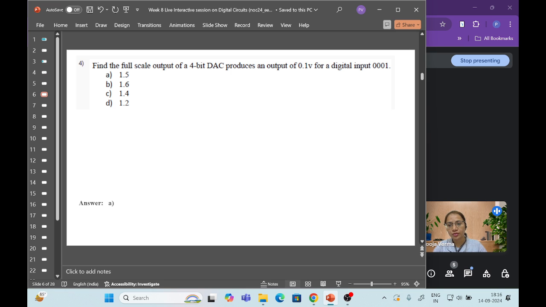Now the next question: find the full scale output of a 4-bit DAC which produces an output of 0.1 volt for a digital input 0001.